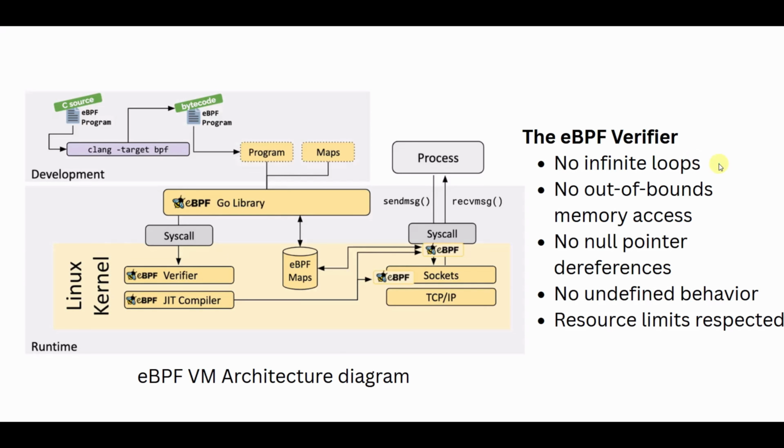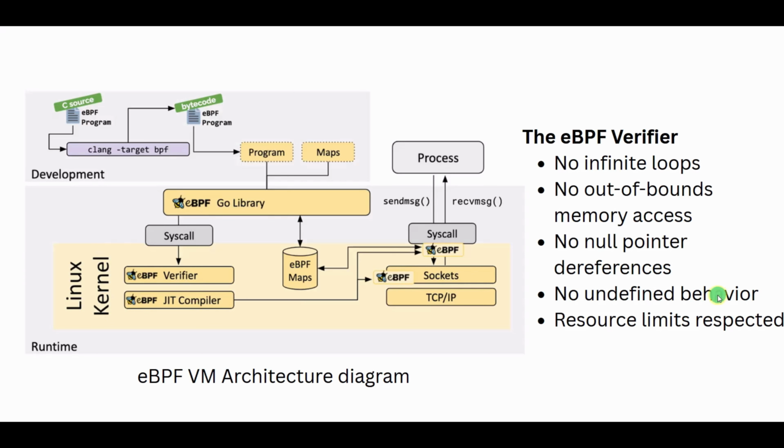When I say infinite loop, that every loop must have a bounded iteration count. The next thing it will check for is no out of bound memory access. All the memories that are read are validated. No null pointer dereferences. So all the pointers that we are going to access in our kernel code are being verified before the kernel is loaded. And it does not have any undefined behaviors.